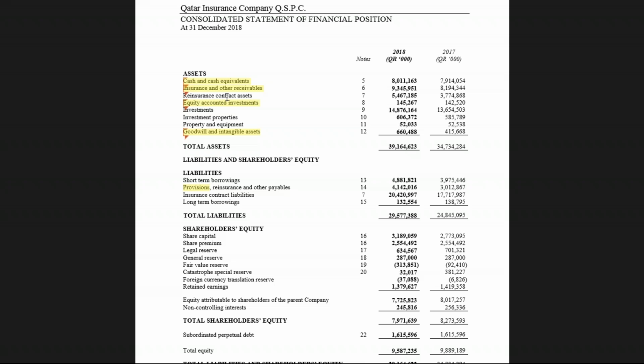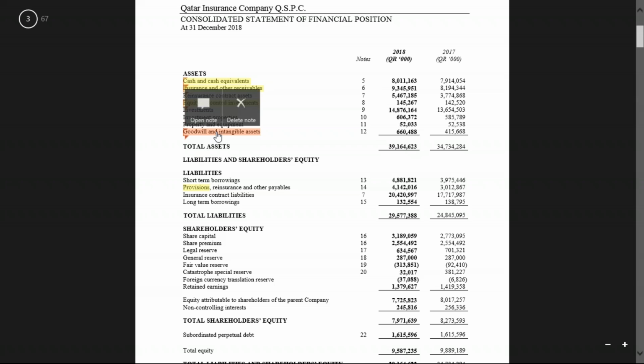Now, for goodwill and intangible assets, ideally I believe they should not come under IFRS 9, because there are no contractual cash flows involved with them. But we need to check this out, because there might be some other way. That's what we need to clarify.